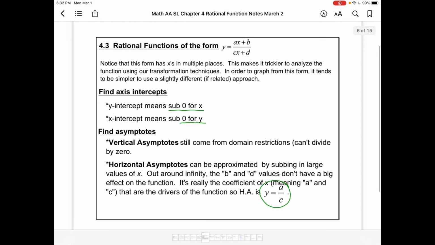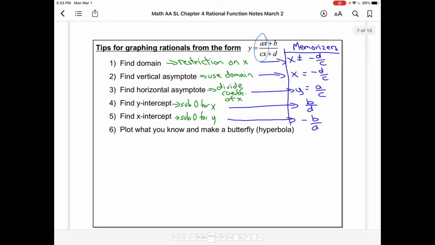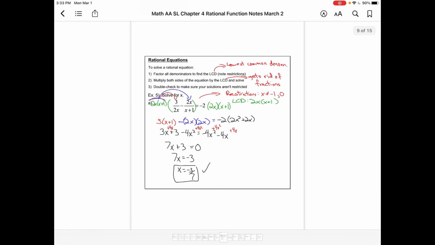After that, we considered rational functions in this linear over linear form, which required a different kind of technique. And here was that technique, or a way that you could consider the technique for graphing from that linear over linear form. That was all the graphing stuff.